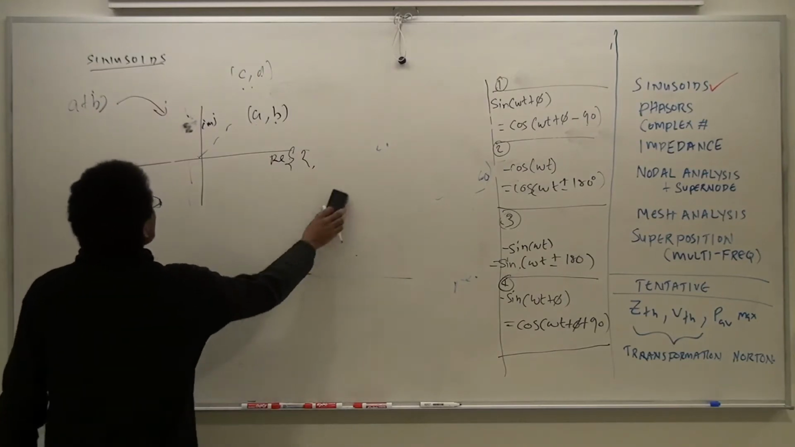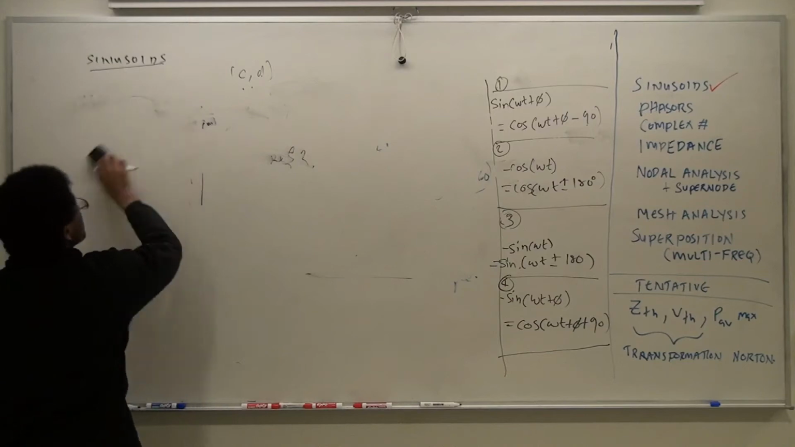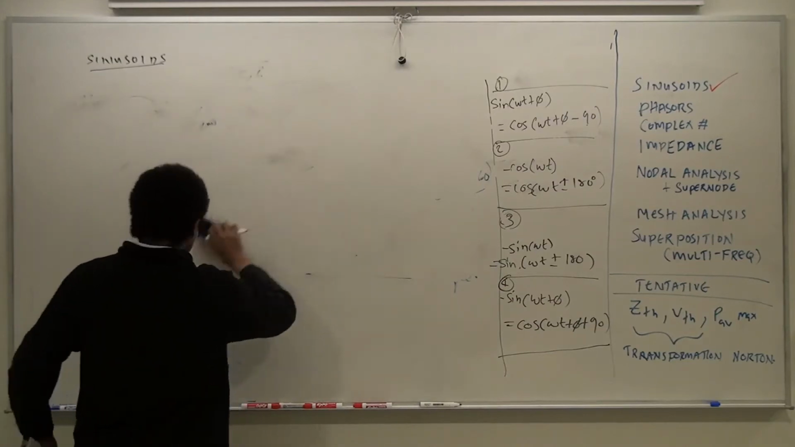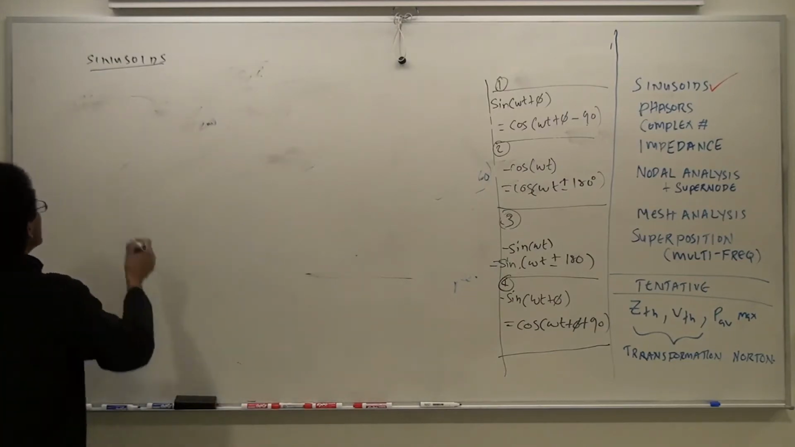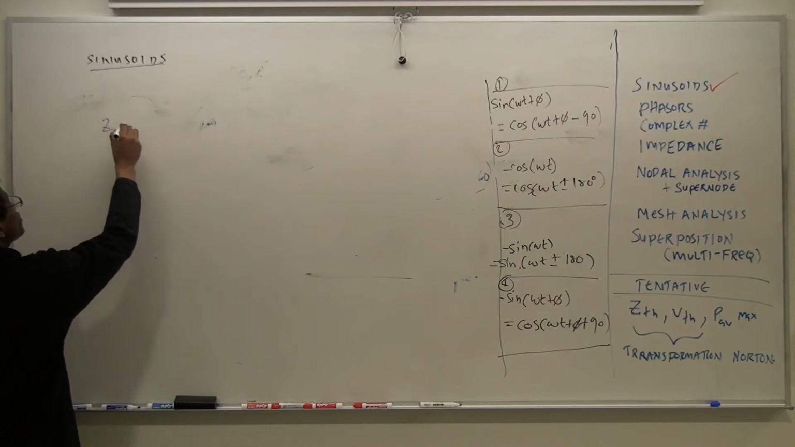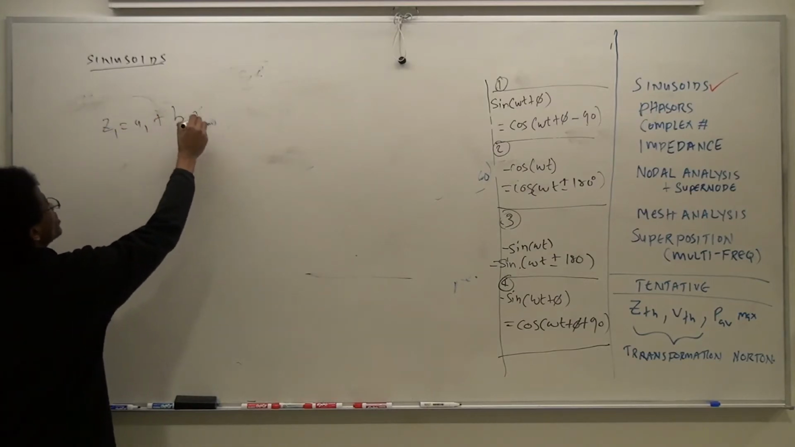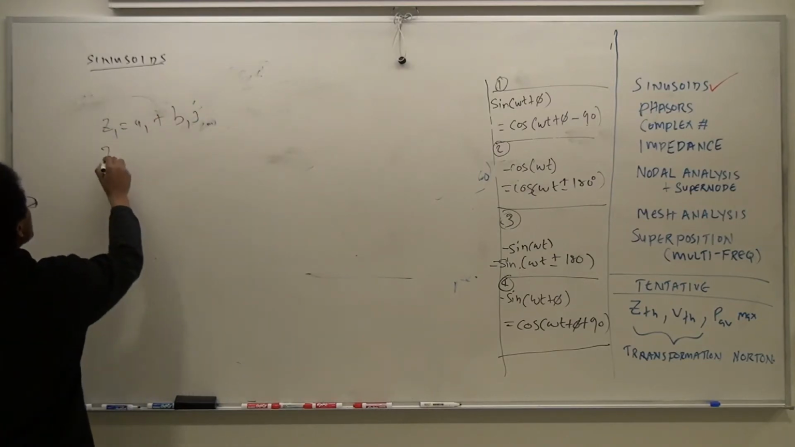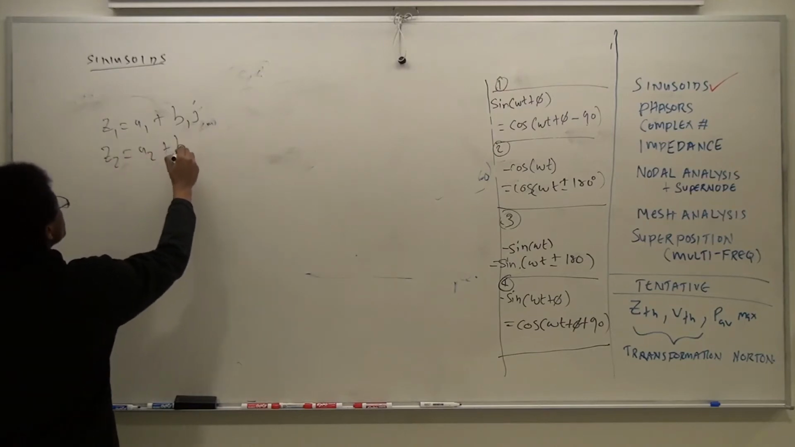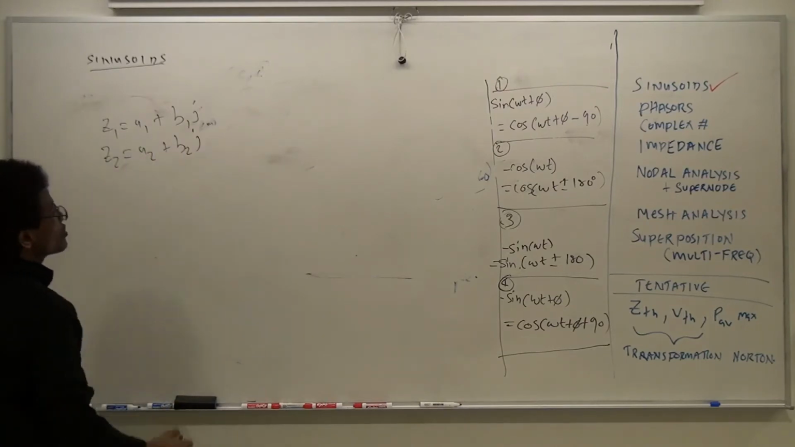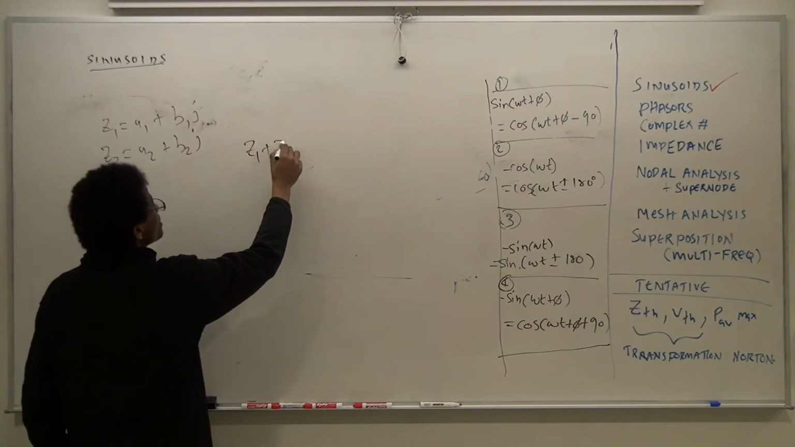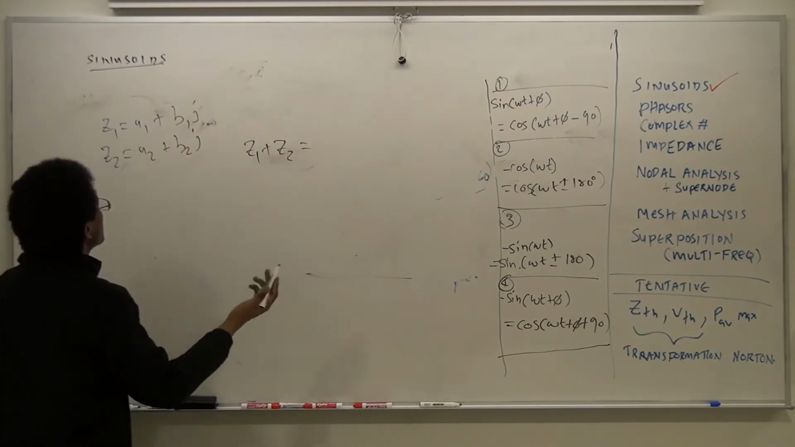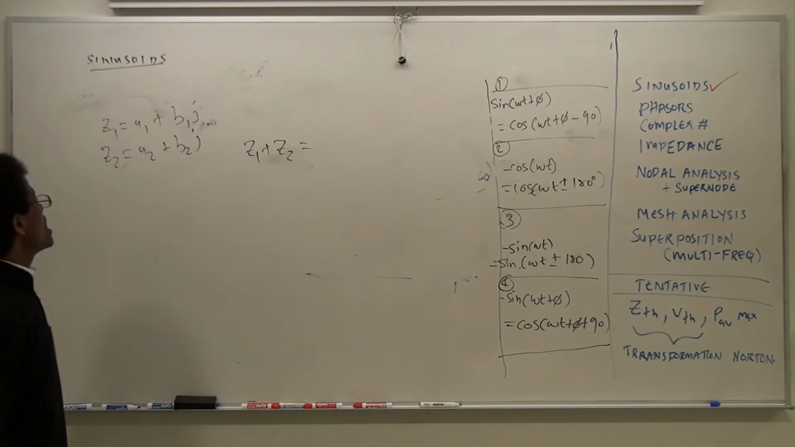Okay, so that's what a complex number is graphically. And now we have operations that we need to do. Let's say z1 is equal to a1 plus b1j, for example. We've got z2 is equal to a2 plus b2j. And the question is, what is z1 plus z2? Does anybody have any hints of how we do this?